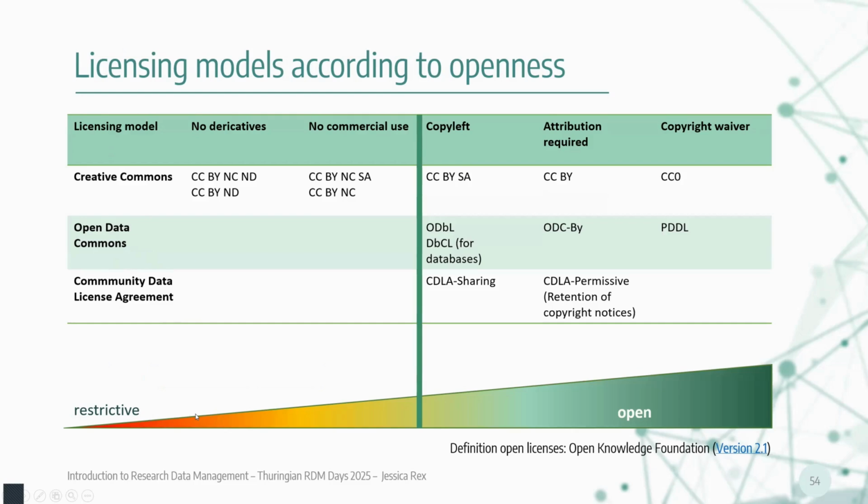According to more restrictive licenses on the left, towards increasingly more open licenses on the right. And you kind of see, with this green little divider in the middle, the right-hand side is more of what we would recommend. So anything on this side is what we would recommend for the licensing of research data. On the left, not so much. I will talk a little bit more about why that is.